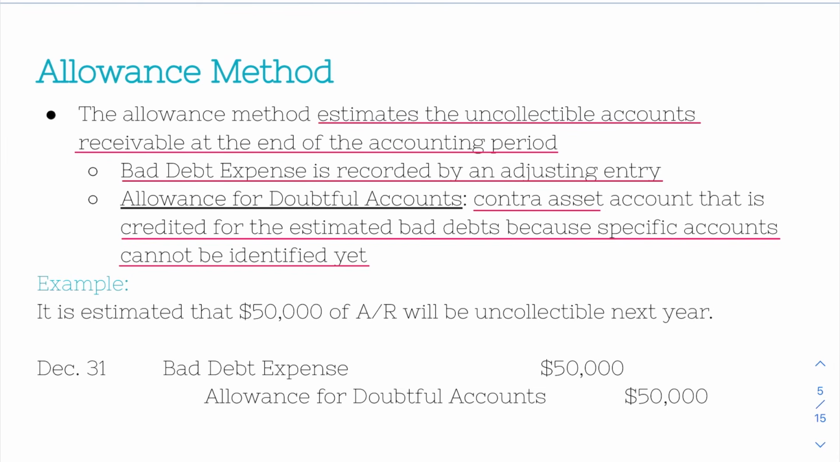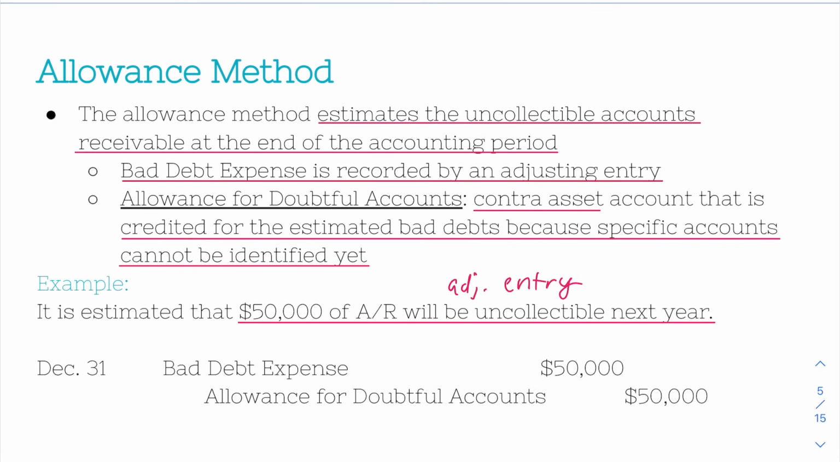Okay, so down below I show you what that adjusting entry would look like, and then later I'll show you how we do the estimating process. But basically, this would be your adjusting entry. So it tells you that it is estimated that $50,000 of accounts receivable will be uncollectible next year. So later on, I'll show you the two different methods for the estimating process, but for right now, you're just going to take the $50,000 as a given.